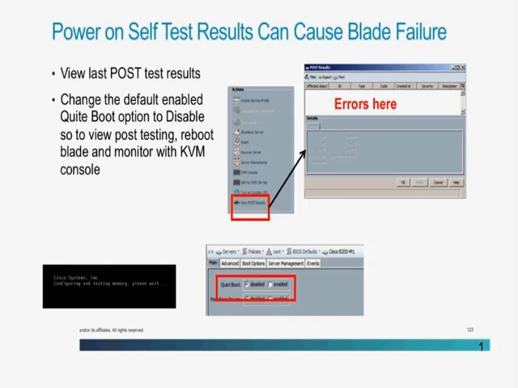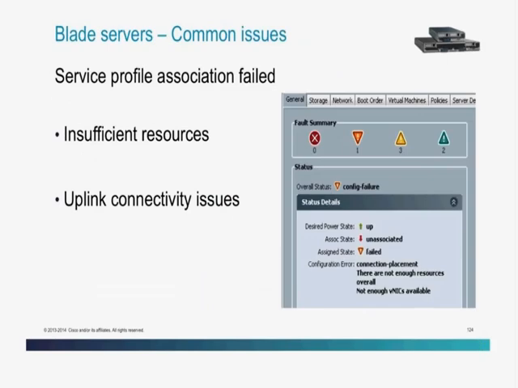So it will help you view the logs, what is happening. Blade server, common issues: there can be a config failure when you associate a service profile to a blade. This could be due to insufficient resources, like if you have configured 4 NICs and you're using a QLogic NIC adapter card. In that case, you can have max 2.